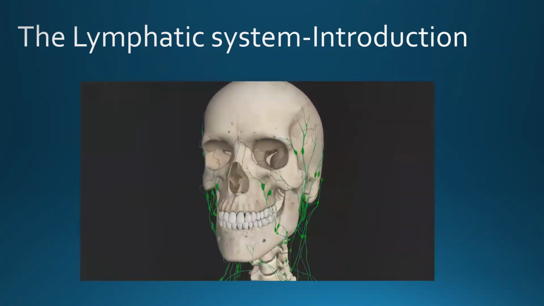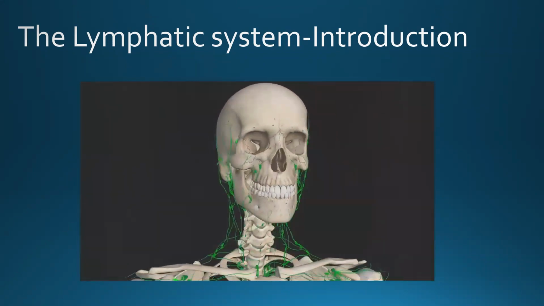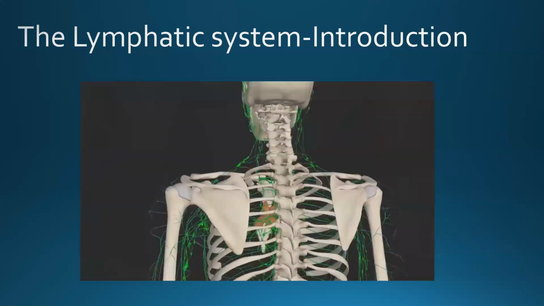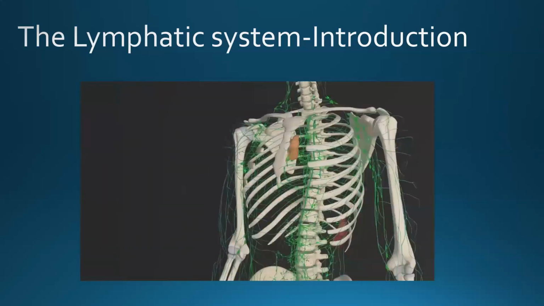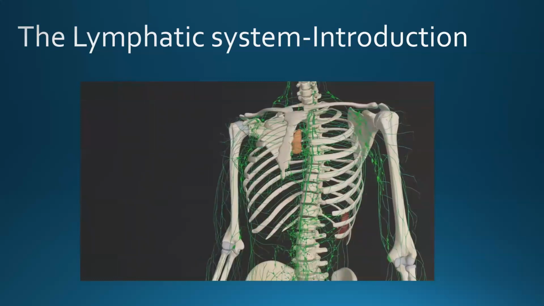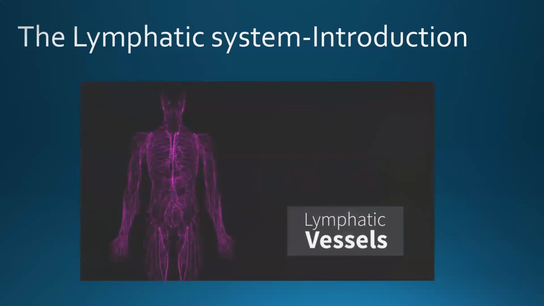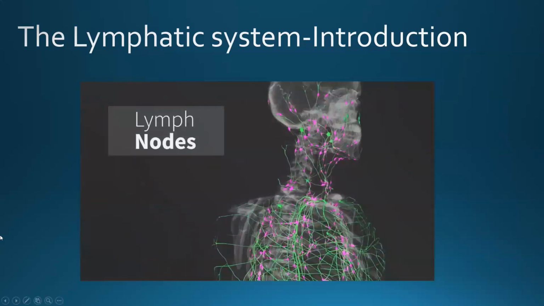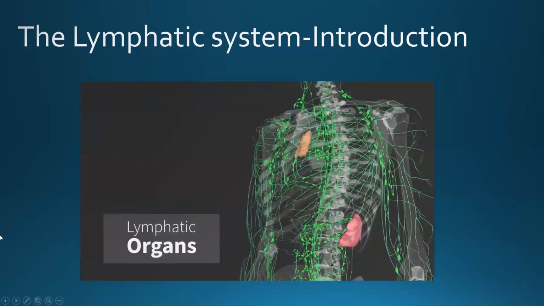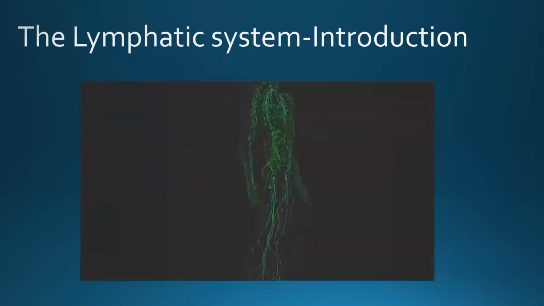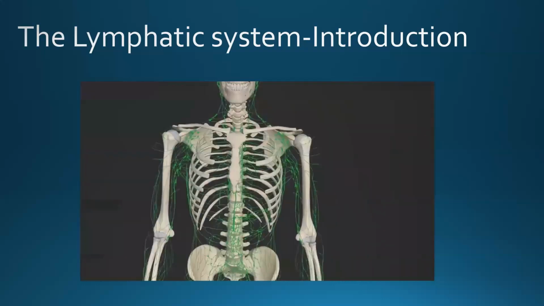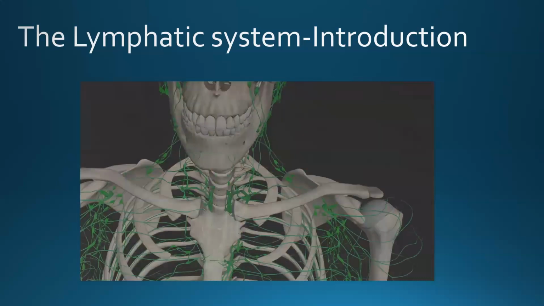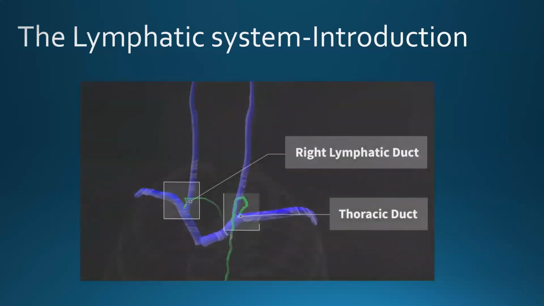The lymphatic system is a multifunctional body system. Its roles include transportation of lymph and combating infection. The components of the lymphatic system include lymphatic vessels, lymph nodes, and lymphatic organs. Lymphatic vessels form an extensive network of thin-walled vessels that transport lymph around the body, eventually emptying it into the venous system.